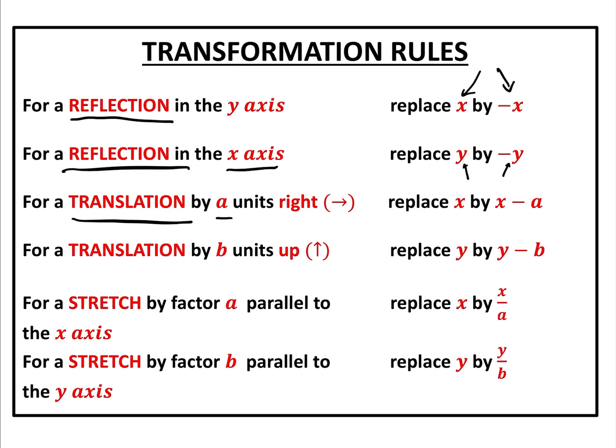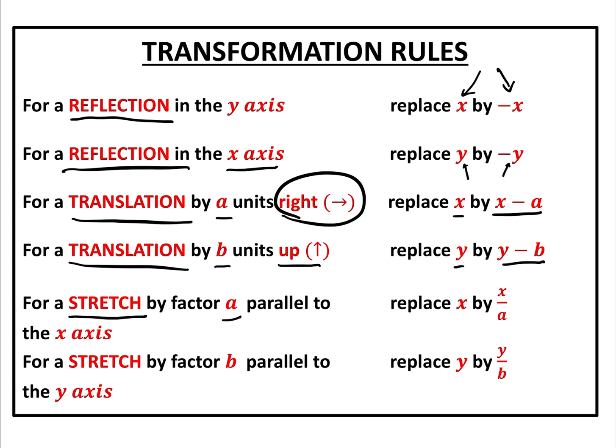For a translation by a right, replace x by x minus a. For a translation by b up, replace y by y minus b. For a stretch by a factor a parallel to the x-axis, i.e. that way, replace x by x over a. And for a stretch by a factor b parallel to the y-axis, replace y by y over b.